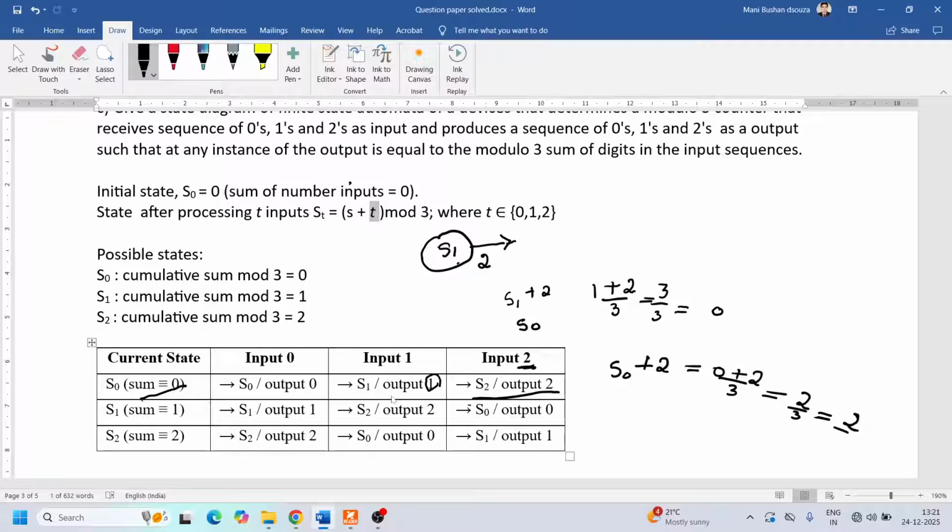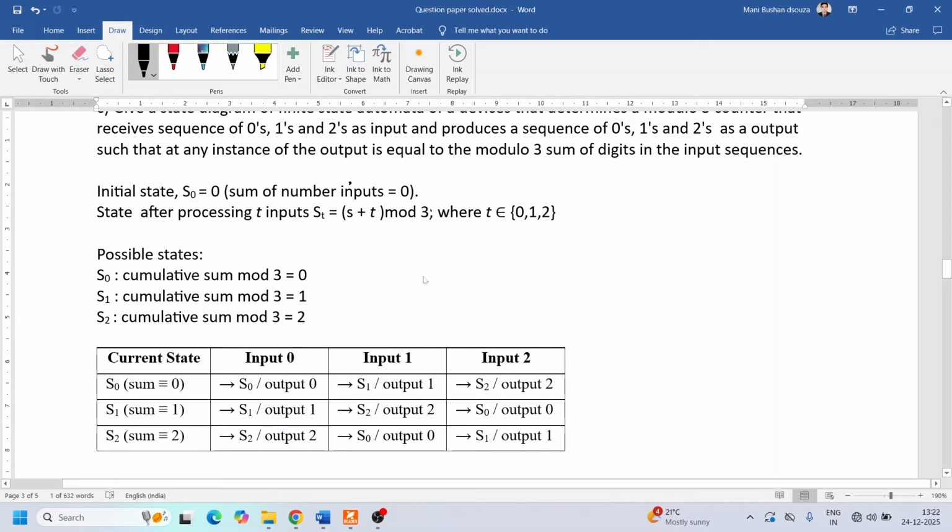Now let us try to solve the other option, the second option. Suppose you are in the S1 state, so your current state is S1. For this you add 0 to it. So the current state is 1, and 1 plus 0 divided by 3. You know very well, this is 1 by 3.